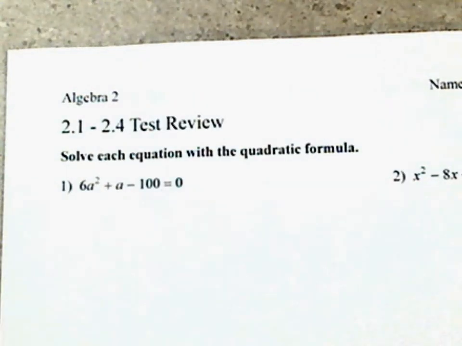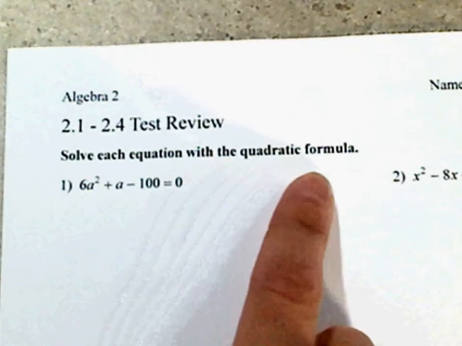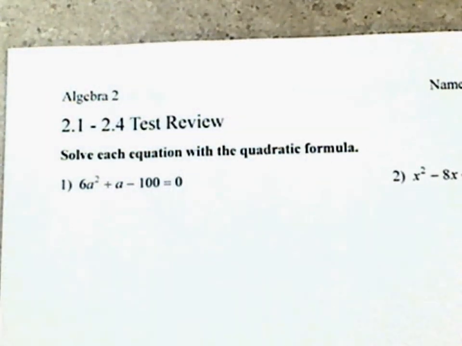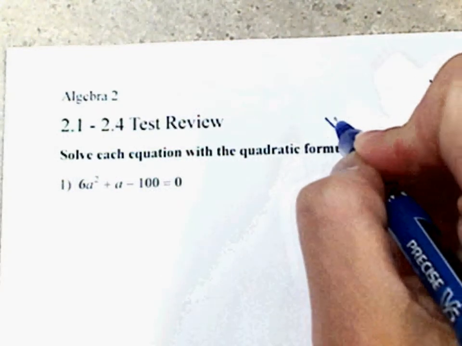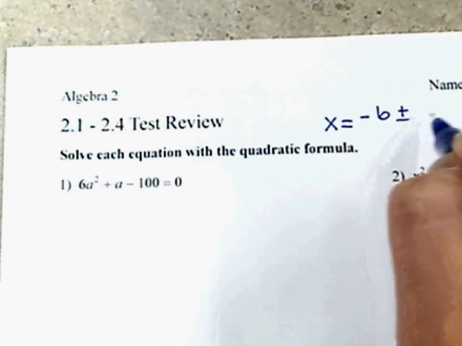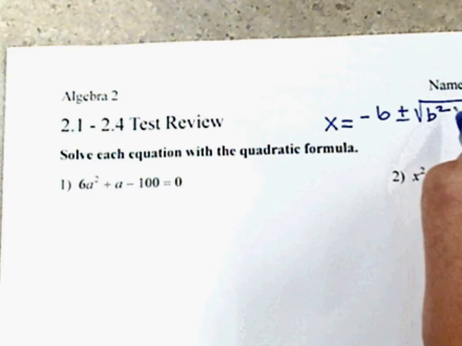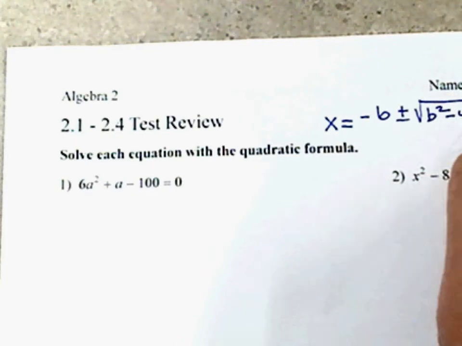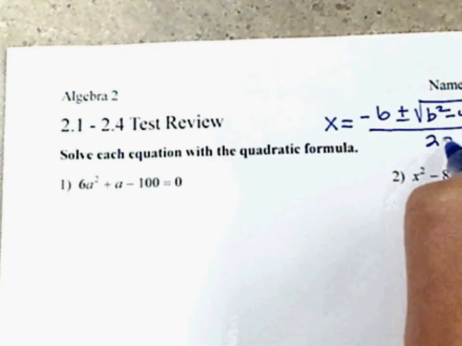Number 1, it says, solve each equation with the quadratic formula. Your quadratic formula looks like this. If you don't know it, you need to write it down. X equals negative b plus or minus square root of b squared minus 4 times your a times your c, all of it over 2a.